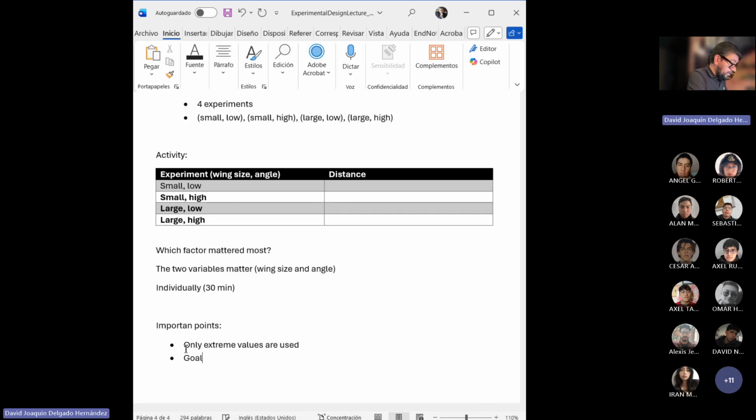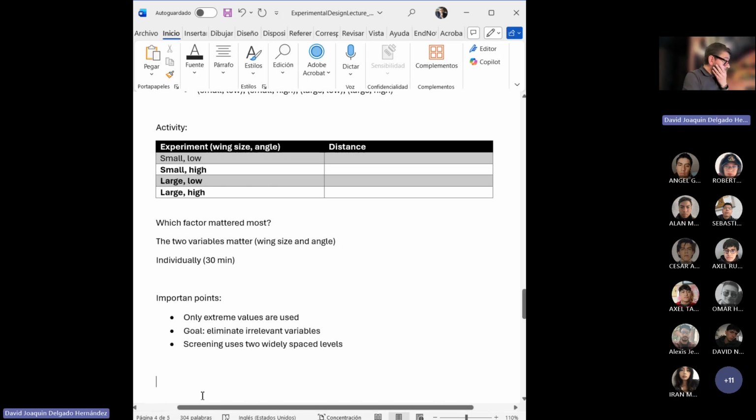So here the goal is to eliminate irrelevant variables. So in the screening, you use two widely spaced levels. Okay.